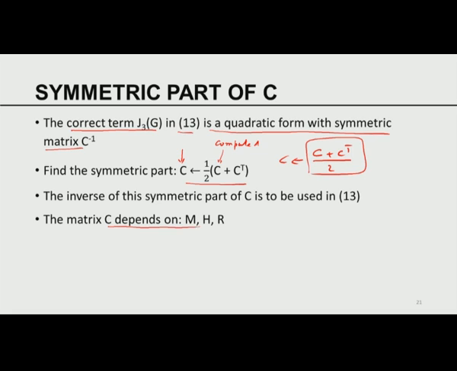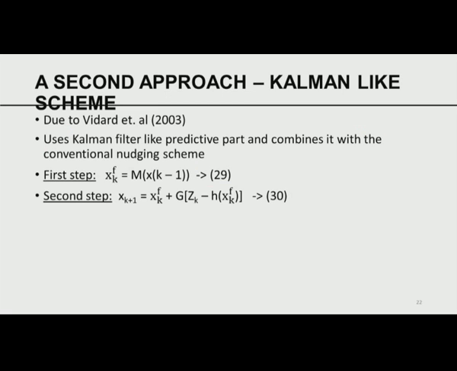This matrix C depends on M, H and R. What is M? Model. What is H? Observation operator. What is R? Noise property. So you can readily see the serial covariance is a function of the model, the forward operator and the noise, all the three players in the game. So I have now completed one aspect of the estimation problem for the optimal G.